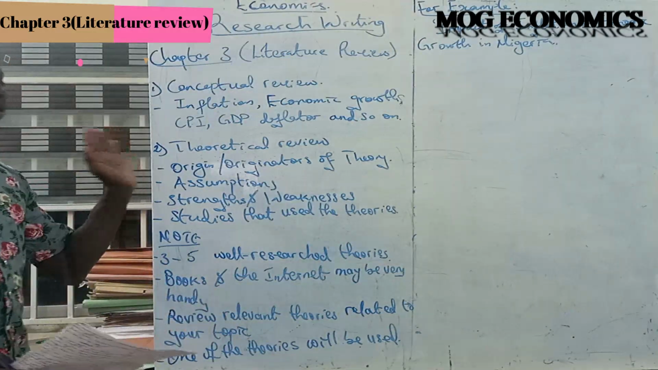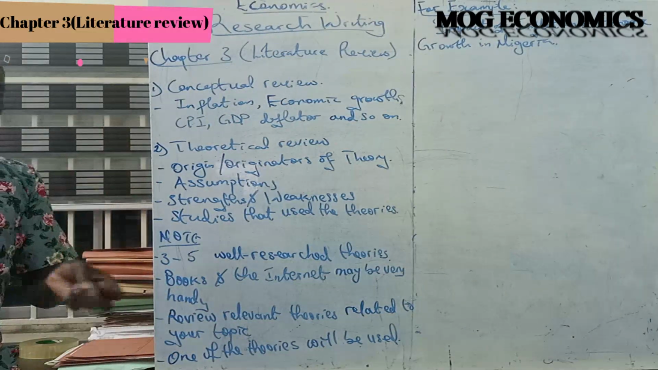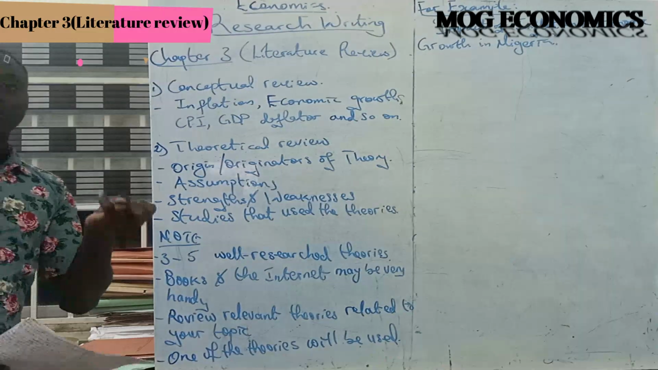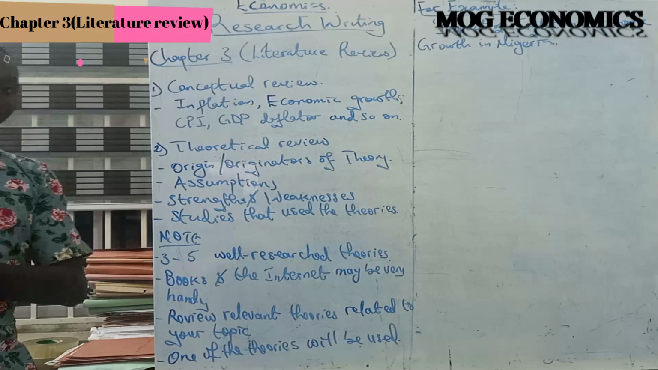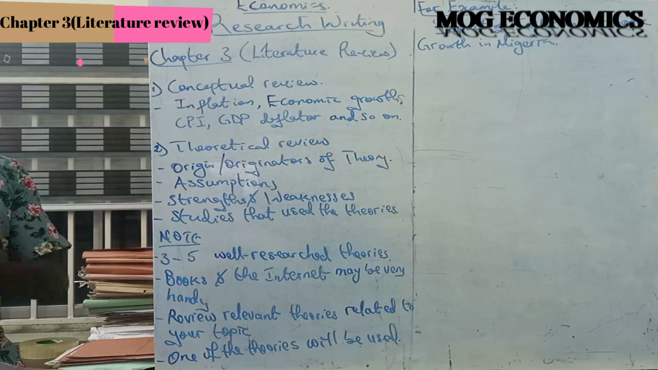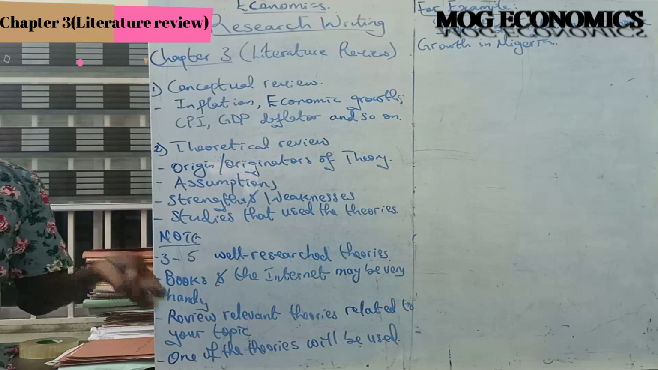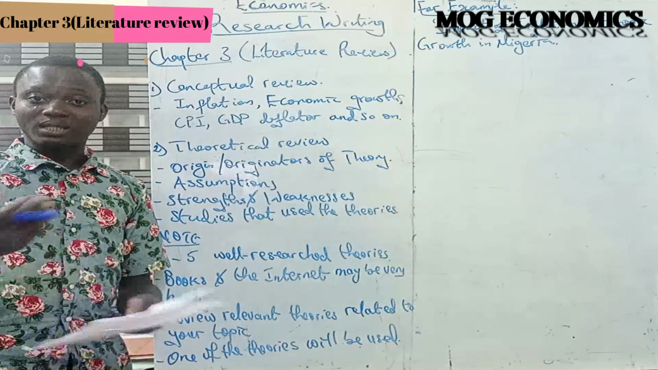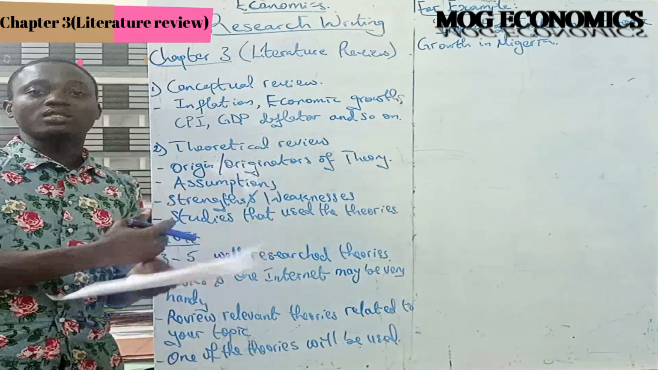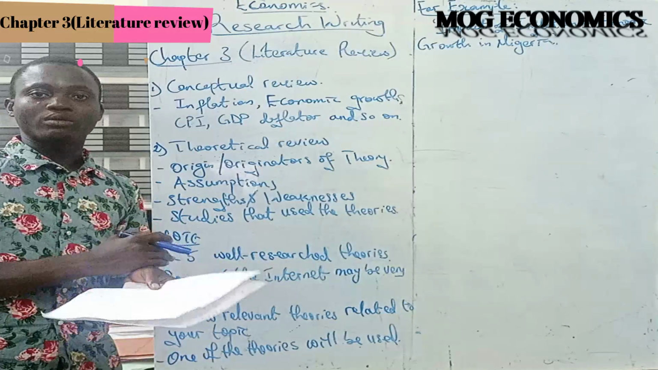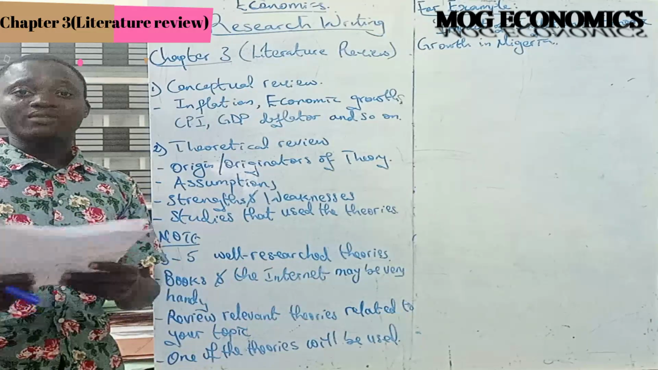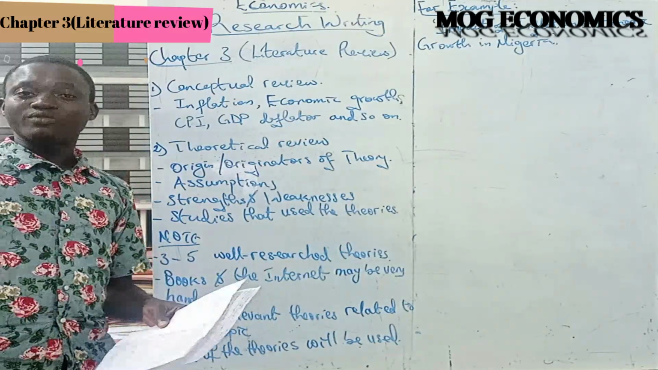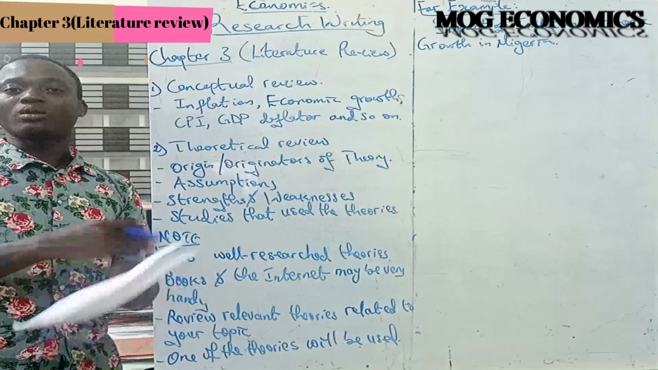Now, in the conceptual review, what are we supposed to look at? We are supposed to talk about inflation as a concept, and economic growth as a concept. And what other things fall under inflation and economic growth? For inflation, talk about CPI as a concept. What have other studies said about the CPI? What have other studies said about the GDP deflator? What have other studies said about GDP as a measure of economic growth? And if there are other measures of economic growth, what have the studies you've reviewed said about all of those measures?